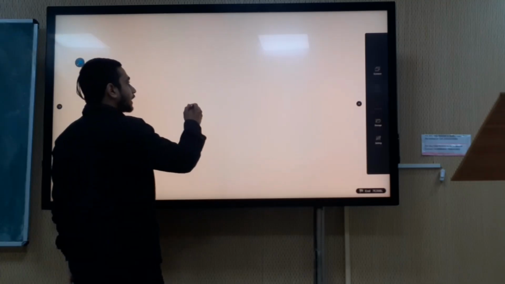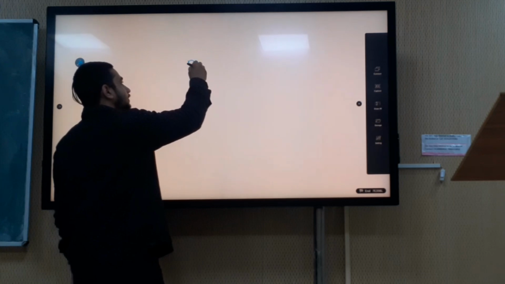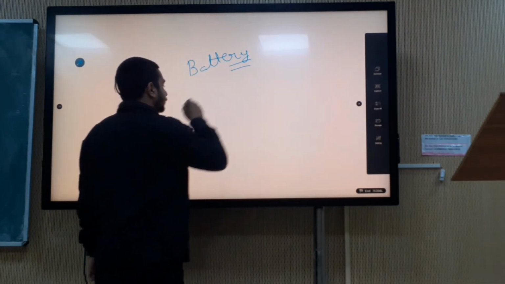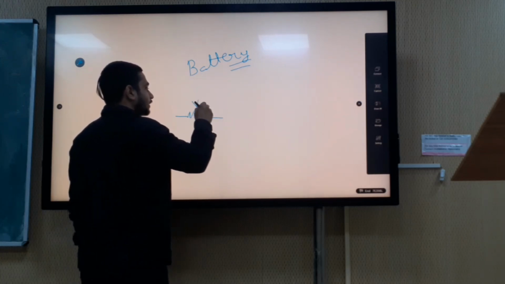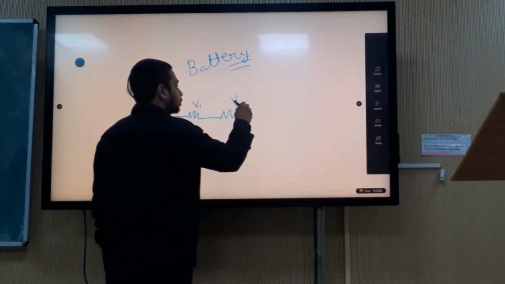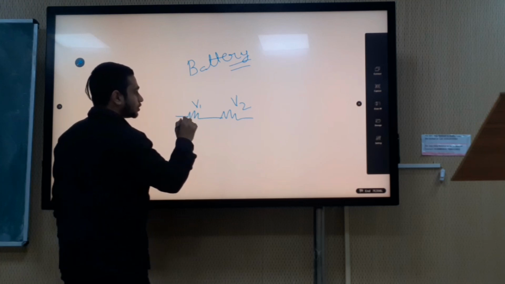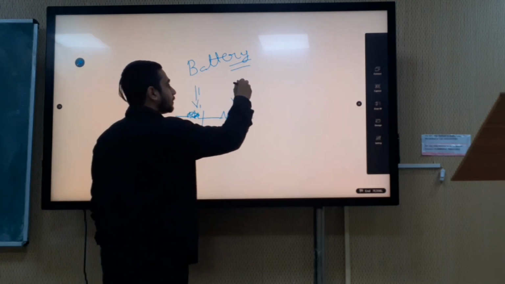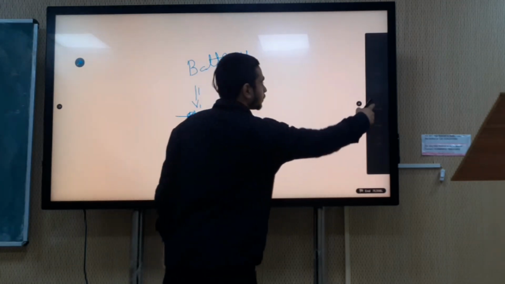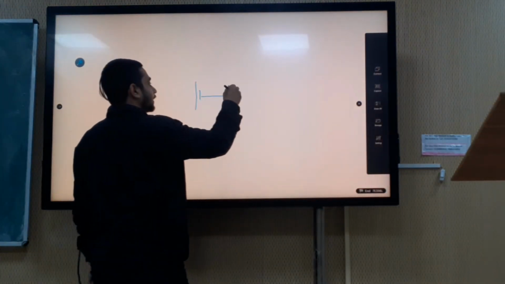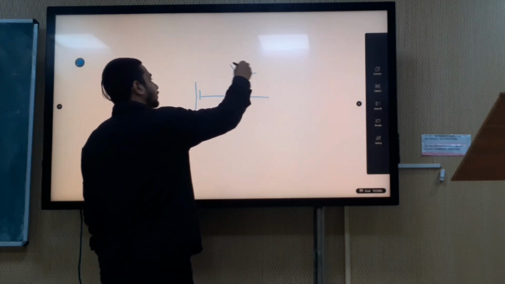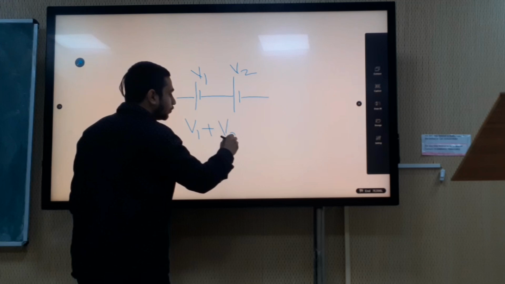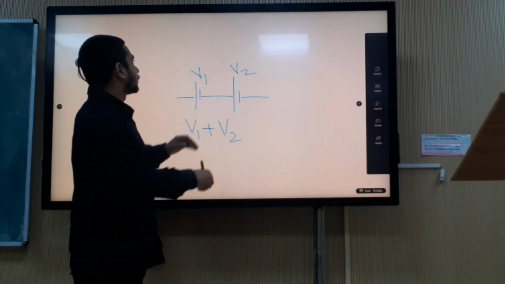Okay, so in the case of this battery, suppose that two batteries are there, first having a potential of V1 and second having a potential of V2. There are two batteries, first having V1 and second having V2. So the net potential will be V1 plus V2 in the case of battery.